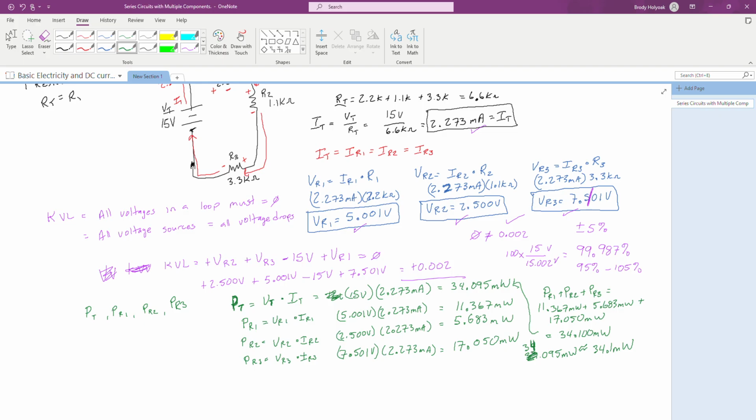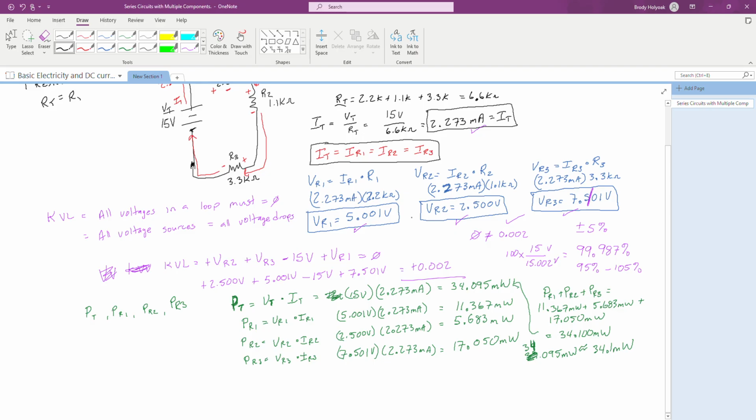Okay, so based on what we've learned now, we have a few extra rules to look at with our series circuits. What those come down to is my current is the same everywhere. So right here is one of our first rules: current is the same everywhere in a series circuit. The current leaving my source is the same current going through resistor 1, the same current going through resistor 2, and the same current going through resistor 3.